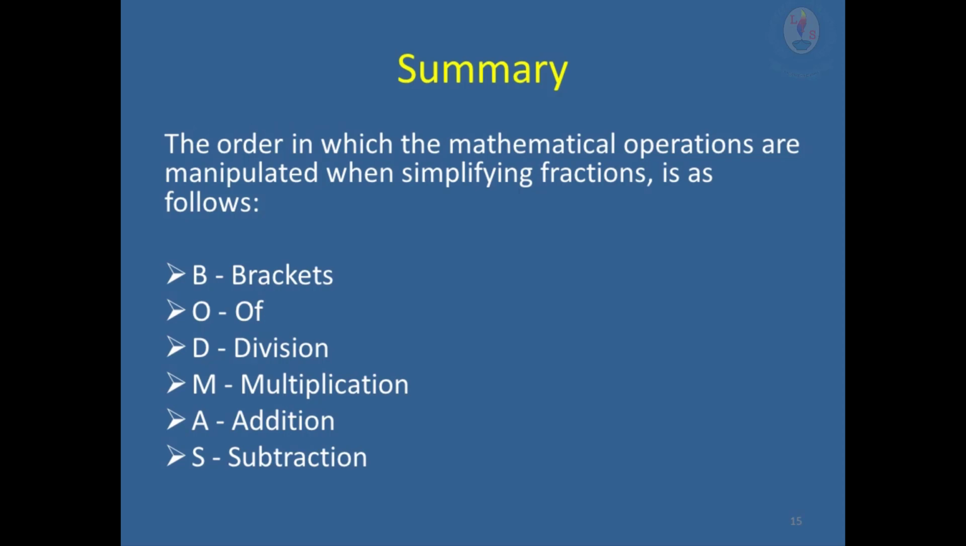This is the summary of this lesson. The order in which the mathematical operations are manipulated when simplifying fractions is as follows. First, need to simplify the expressions within brackets. Second one, of. Next, division and also multiplication. These have equal priority. Priority should be given from left to right. Finally, perform addition and subtraction. These two have equal priority. Priority should be given left to right.